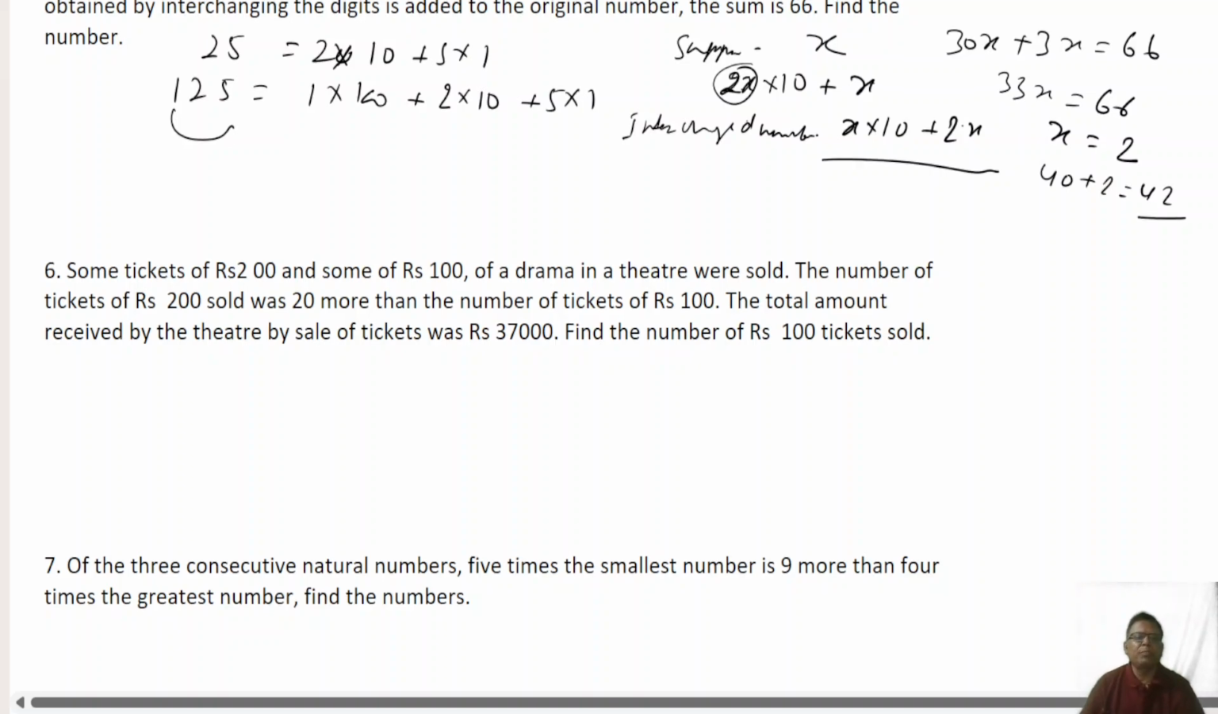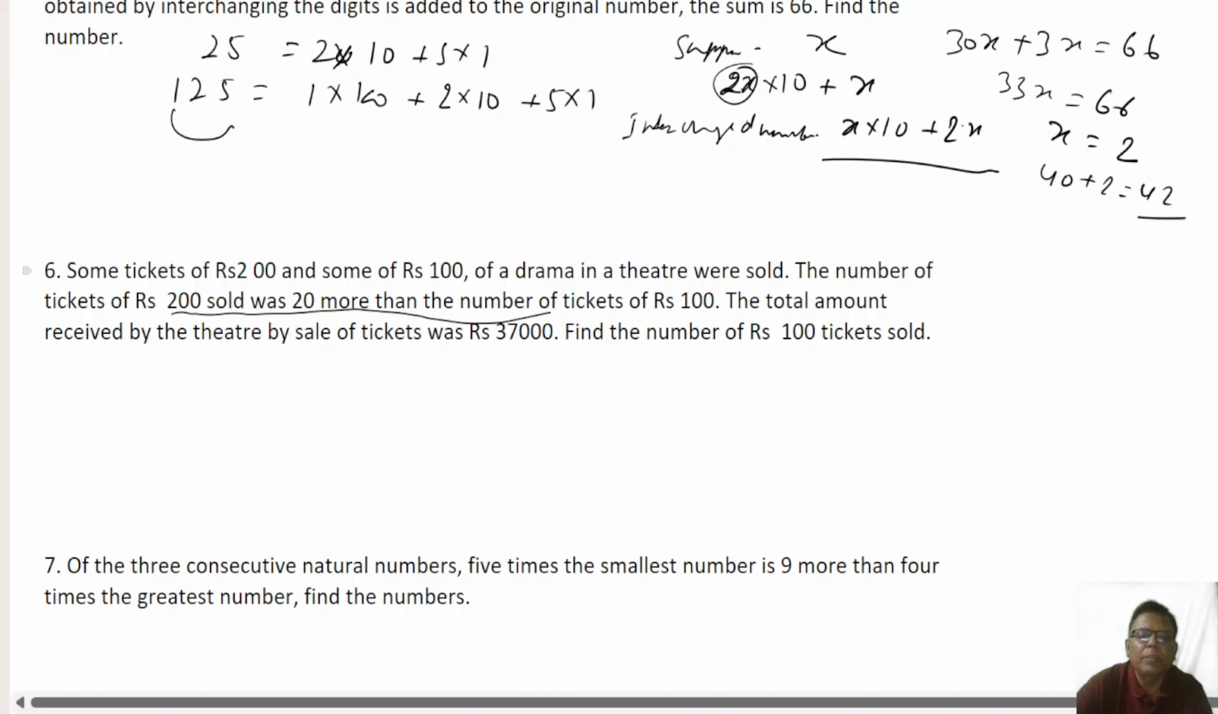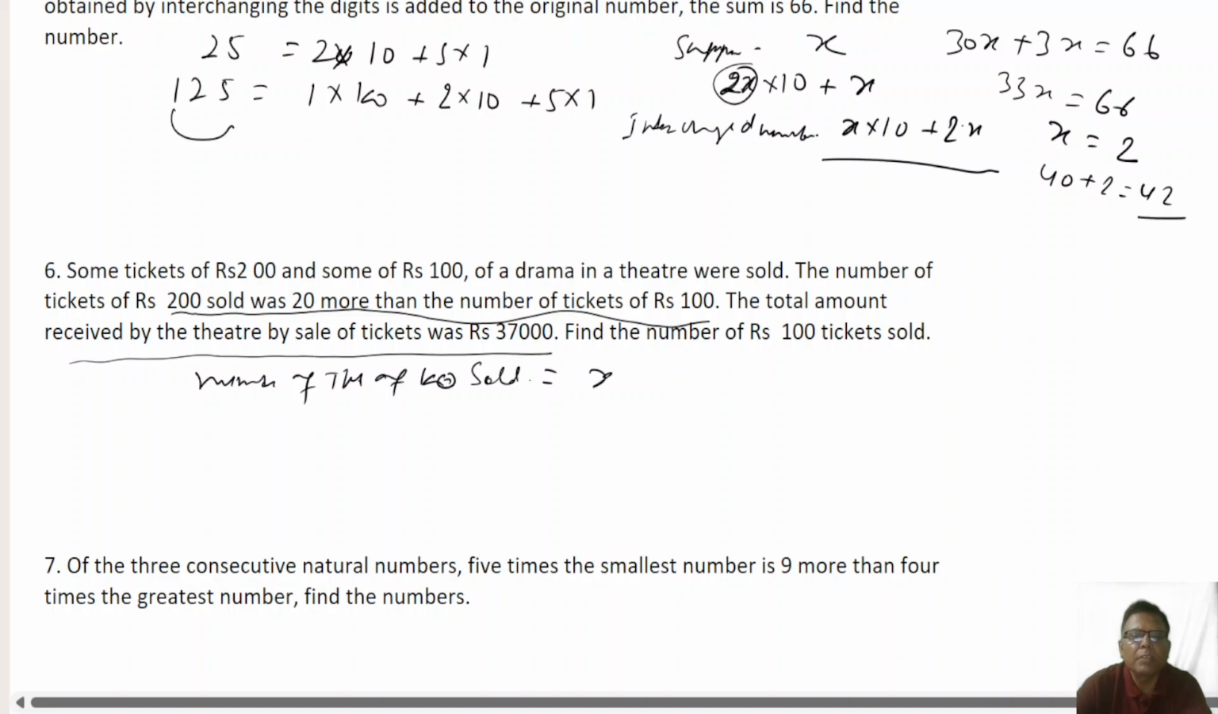Some tickets of rupees 200 and some of 100 of a drama in a theater were sold. The number of tickets sold at 200 was 20 more than the number of tickets sold at 100. And the total amount received by the theater is 3700. Find the number of tickets. So suppose the number of tickets of rupees 100 sold is equal to x.